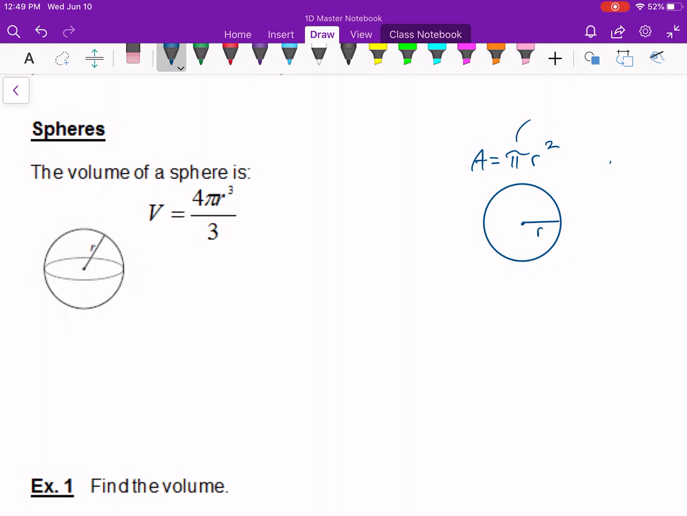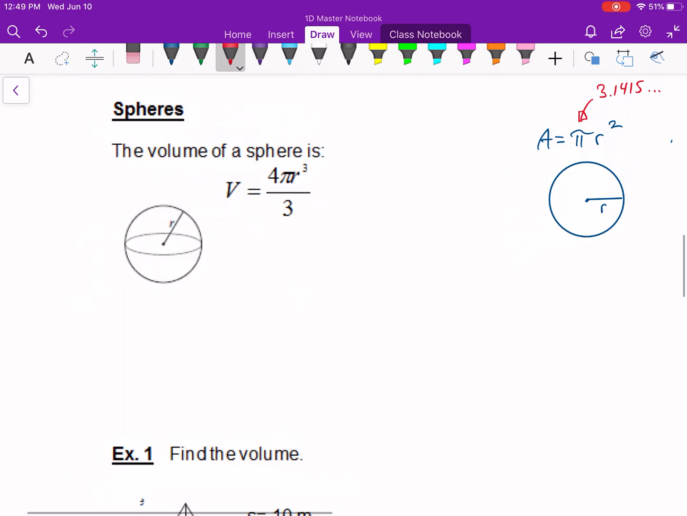because pi is a constant number. It's 3.1415, and I never really pay much attention after that. It goes on forever, but those are the first 5 digits of pi. So that's never going to change. So really the only variable I need for the area of a circle is the radius. So it's just pi times radius squared. When you make it 3 dimensions, like a ball, that's what a sphere is, just a ball.